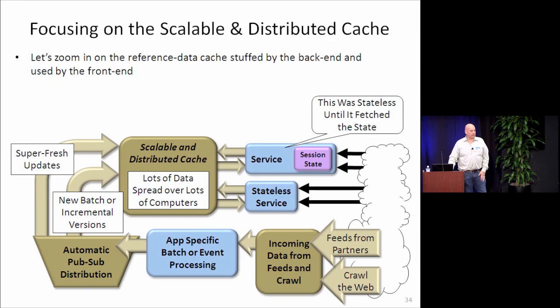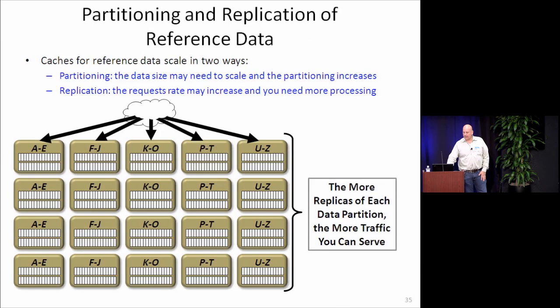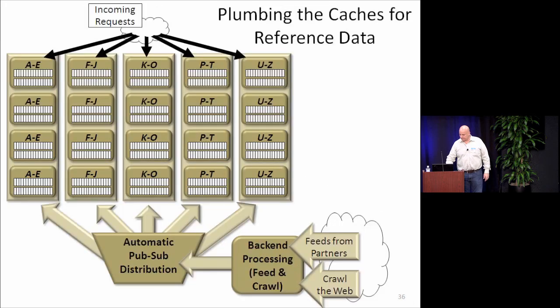So let's zoom in on the reference data cache that's stuffed. So we'll look at that in a little more depth. The typical way of doing this is partitioning it and replicating it. And here is a very simple model where we've created the partitions and then we've created the replicas. Now, you partition for data size. You replicate, in this case, which is not about availability, you replicate for throughput of reads. Okay? And I'm totally comfortable with the Dynamo style mixing everything up and mixing replicated and partitioning, but this is a simple picture to cover what you do here.